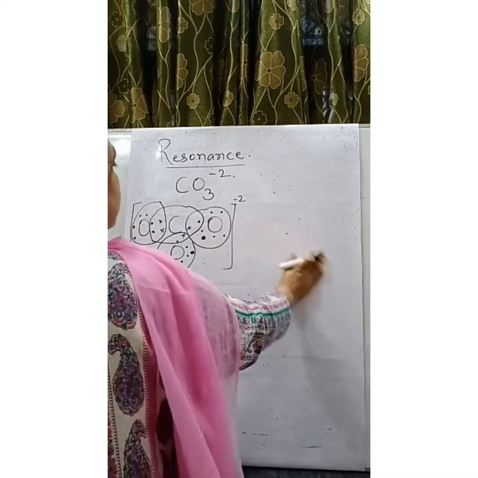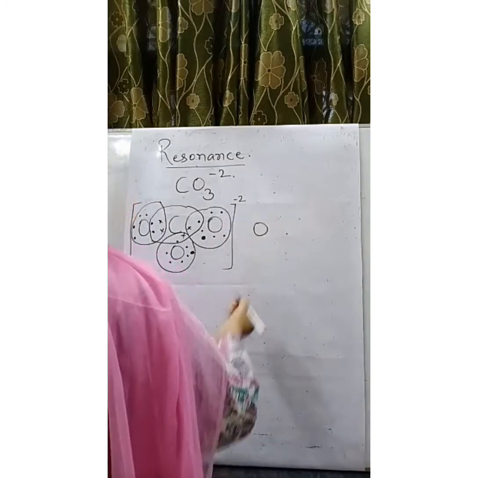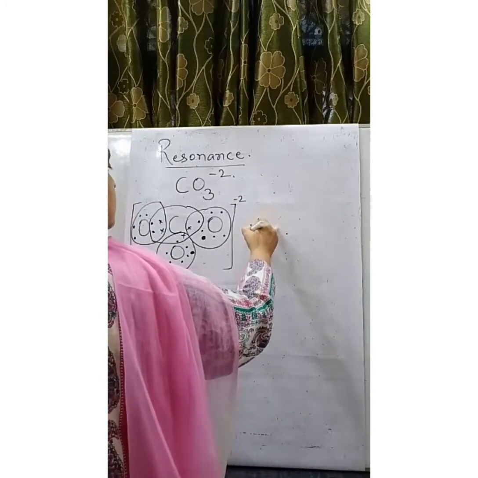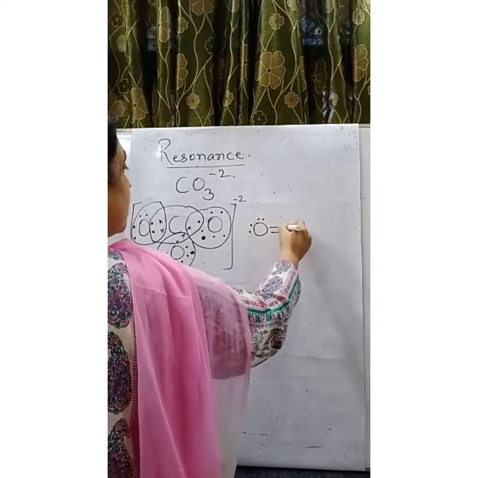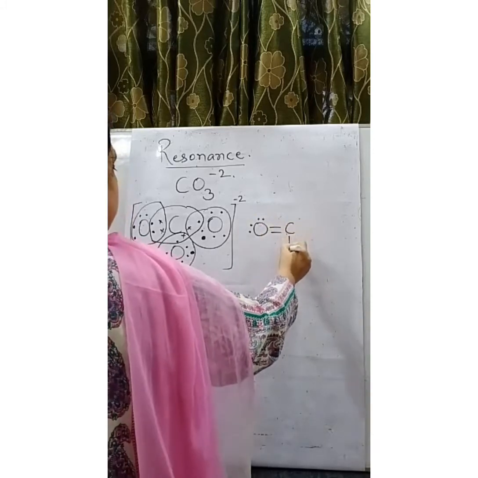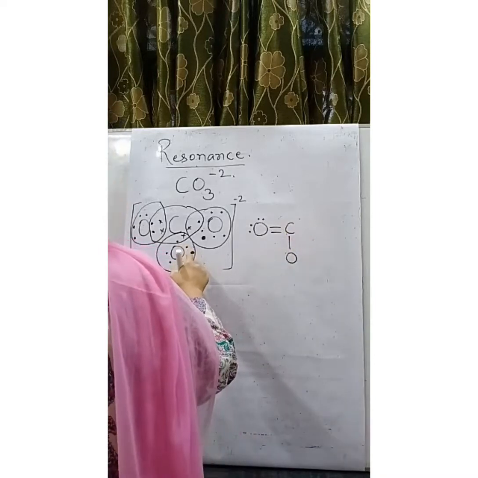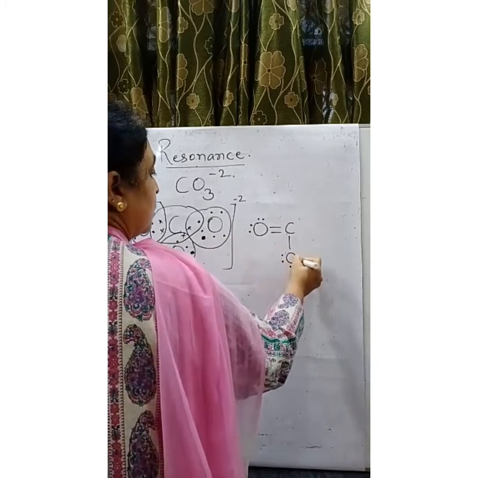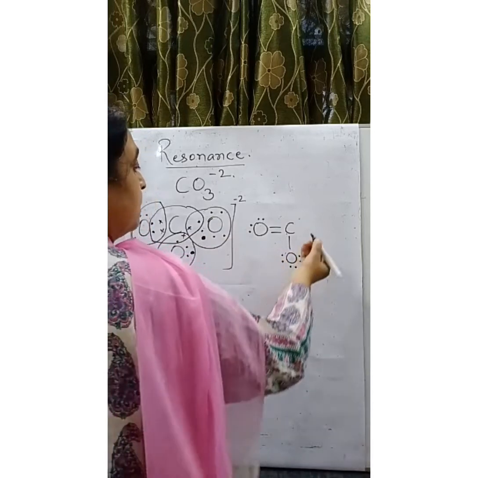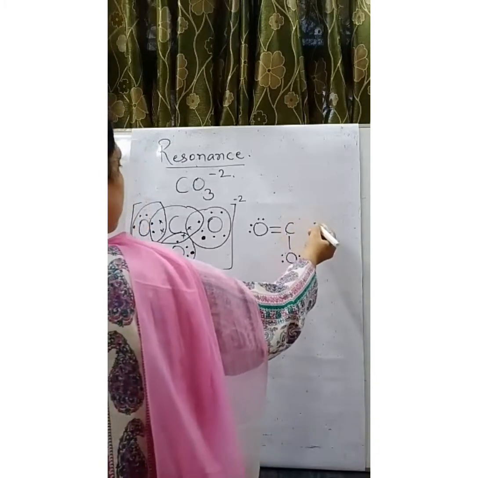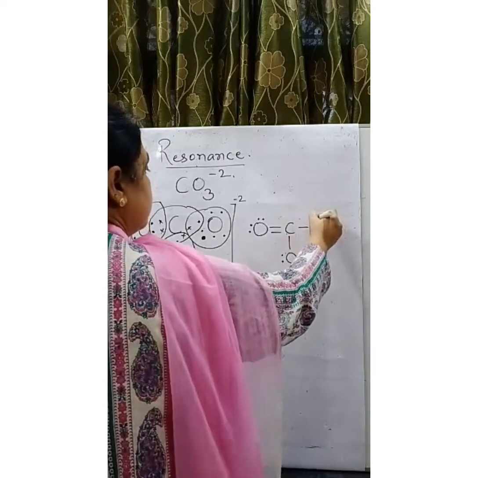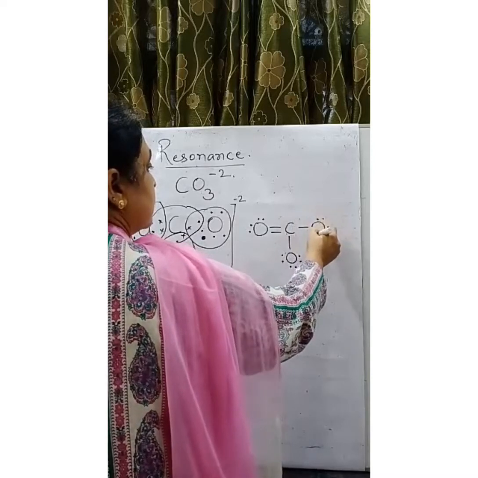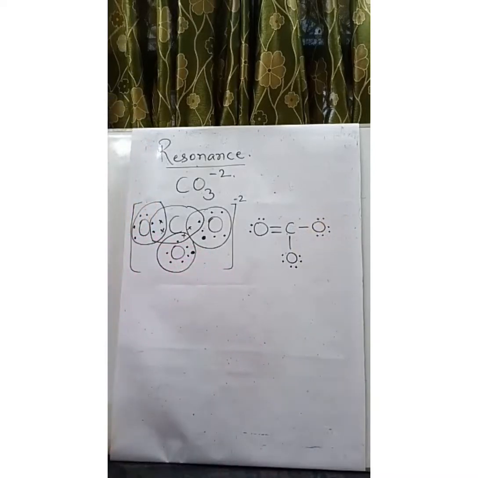So we can put the electron dot structure like this. Oxygen having 2 lone pairs, double bond, carbon, single covalent bond, oxygen, 1, 2, 3, 4, 5, 6 electrons. That means 3 lone pairs or 3 pairs of non-bonding electrons, single bond, oxygen, again having 3 pairs of non-bonding electrons. Now this is the electron dot structure of CO3 minus 2 ion.